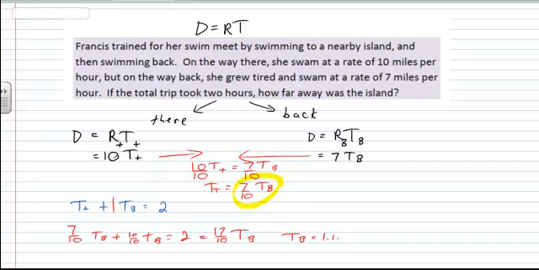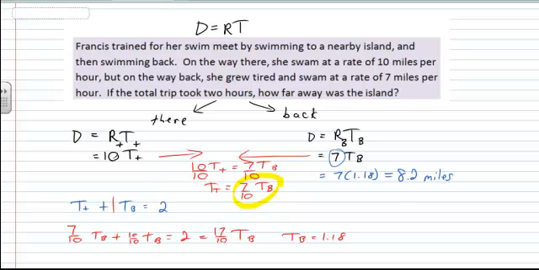So now we know the time on the way back, and we're pretty much at our answer. All we need to do is use one last distance equals rate times time formula just for the way back. The speed on the way back was 7, and the time on the way back we just found out was 1.18. 7 times 1.18 is 8.2, and so therefore the island was 8.2 miles away.